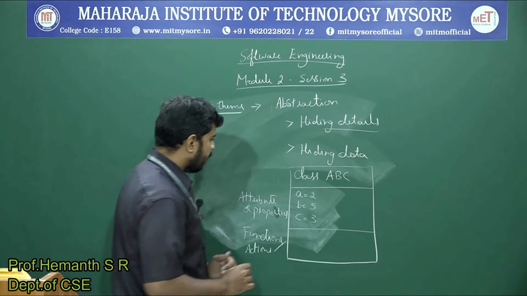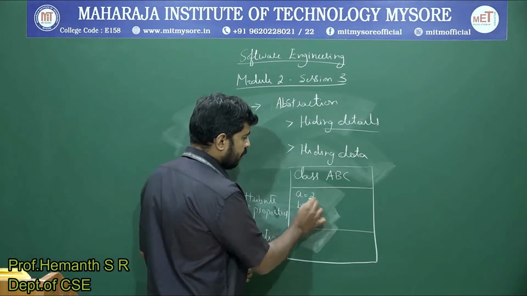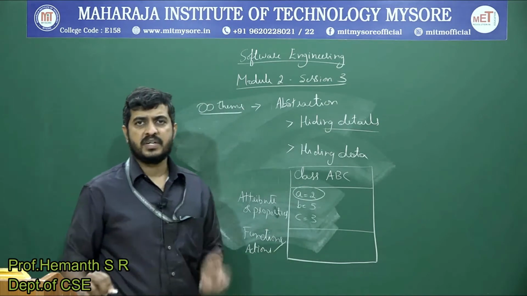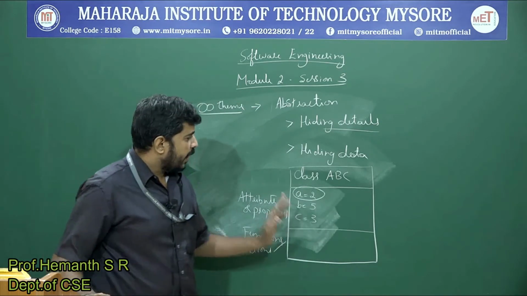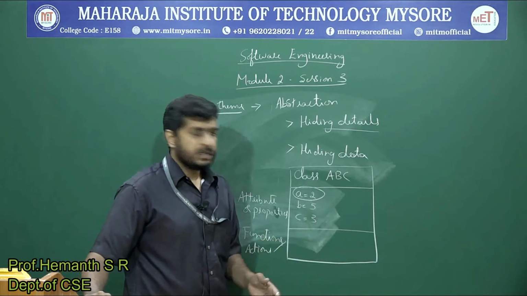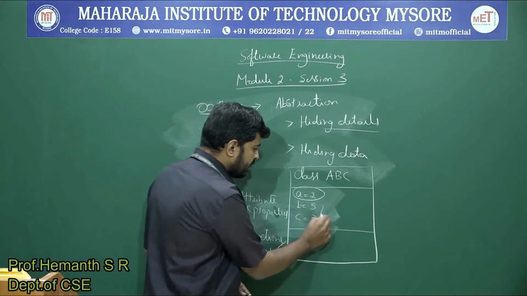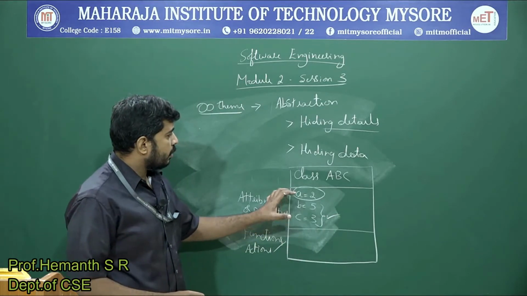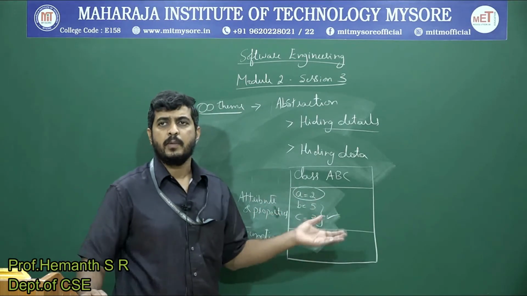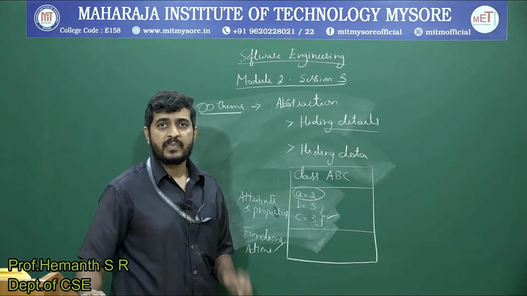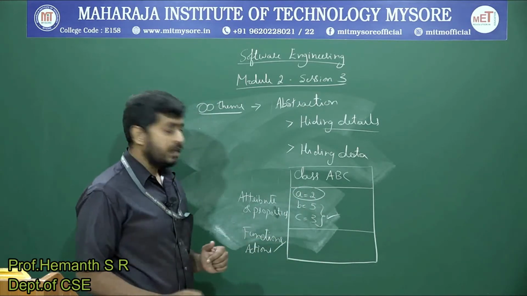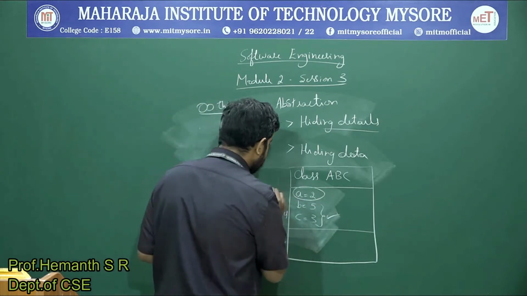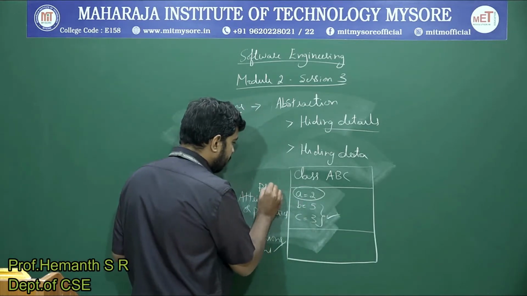Now assume that I do not want to show A equal to 2 to the stakeholder. I do not want this to be visible outside. Let B equal to 5 and C equal to 3 be visible. So this is one way of planning our abstraction, and this can be done by using a mechanism available called private.